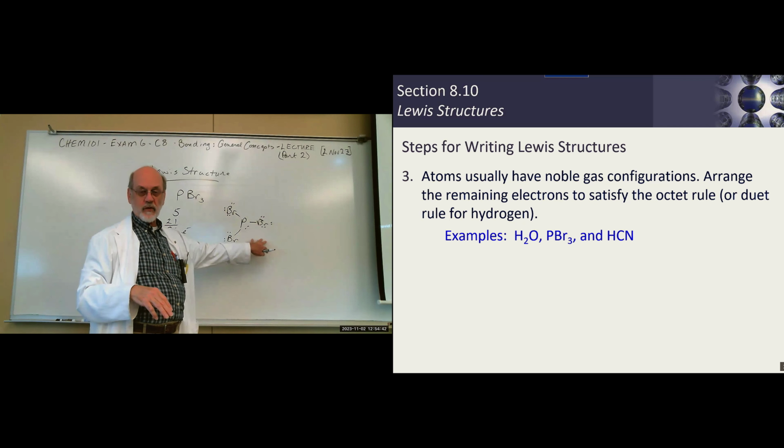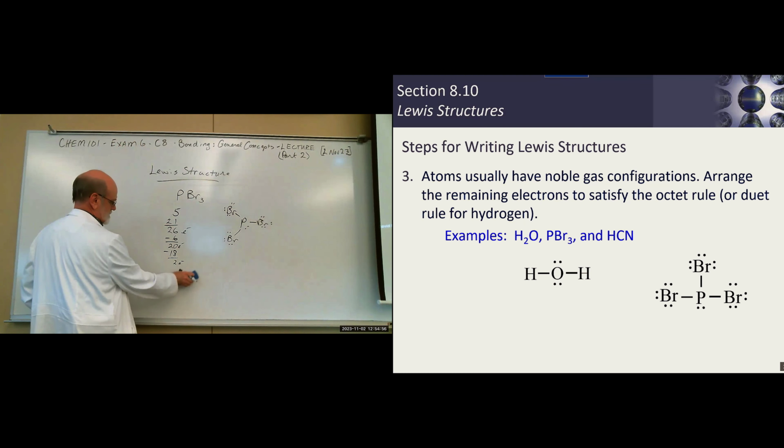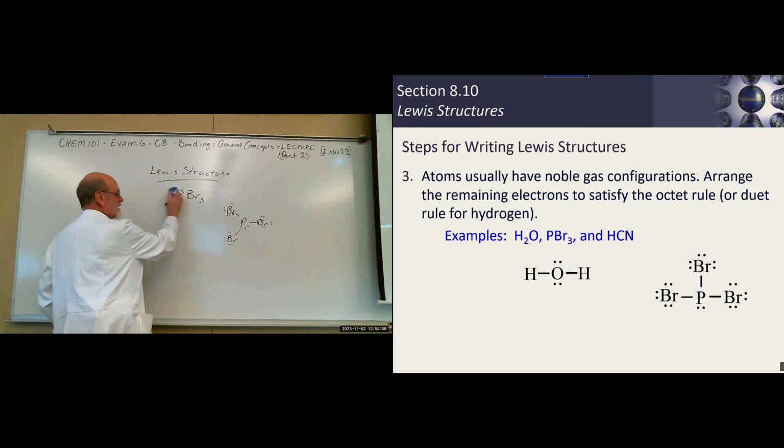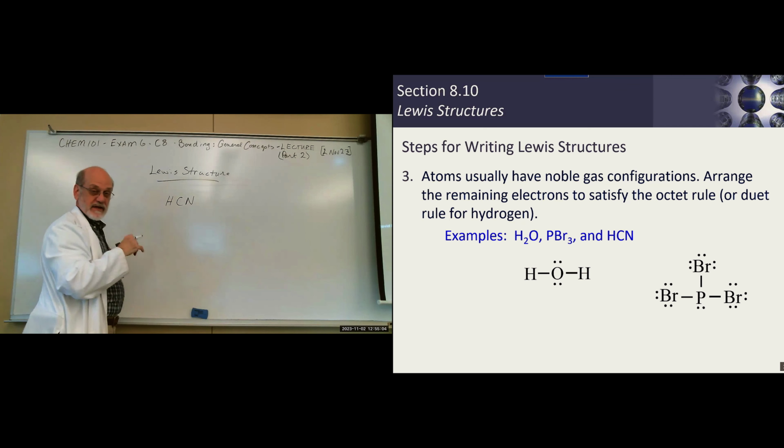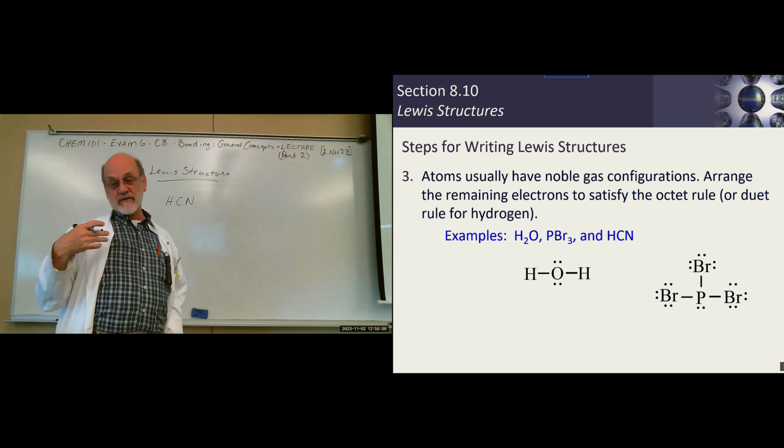Well, there's water. There's phosphorus tribromide, HCN. Right? HCN is a gas, that's hydrogen cyanide. And what would it be if we dissolve it in water? It'd be hydrocyanic acid. But for our purposes here, we're only interested in the formula.